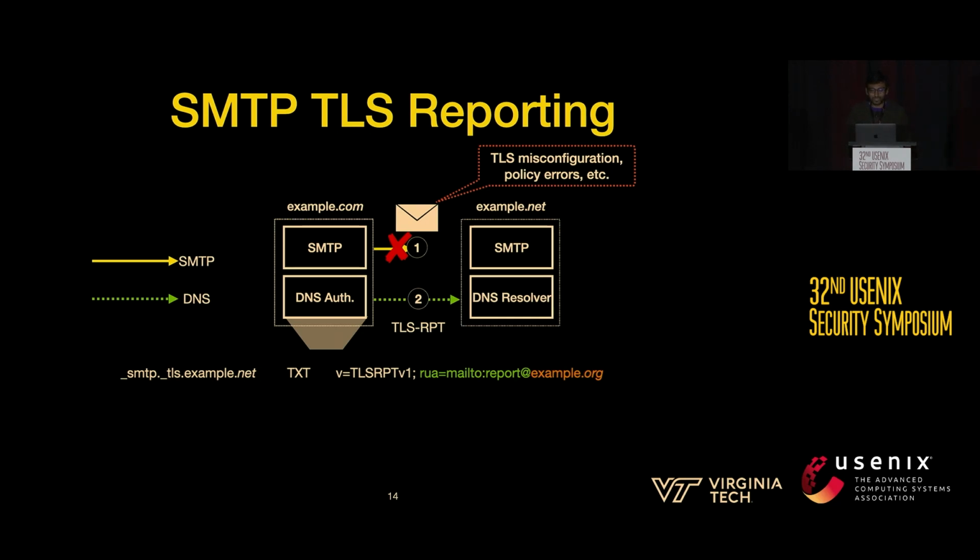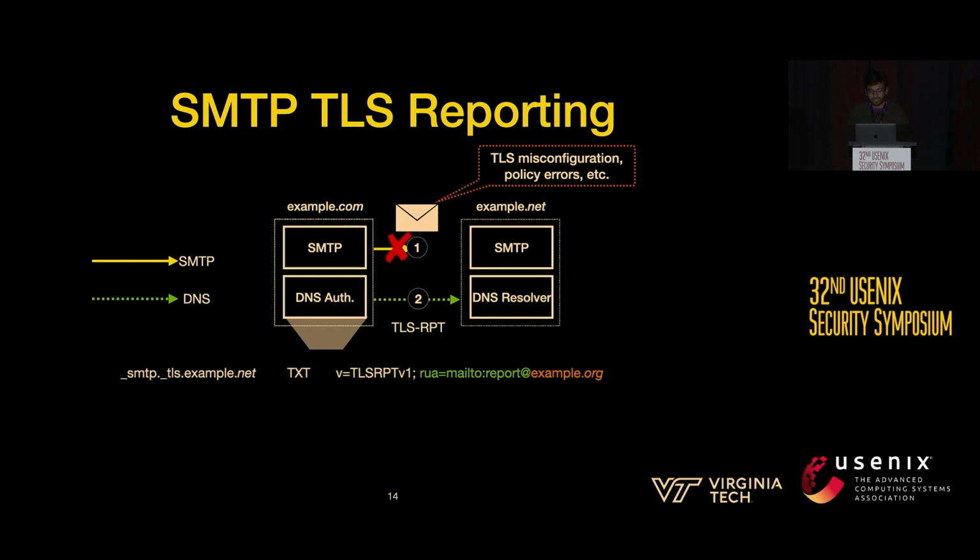Another reporting that we use in the paper is SMTP TLS reporting. Compared to the DMARC reports, which are sent by email receivers, TLS reports are generated by email senders. So here we see .com trying to send an email to example.net, but let's say there are some TLS misconfigurations or policy errors at the recipient's end, and for that reason the email wasn't sent over a TLS connection.